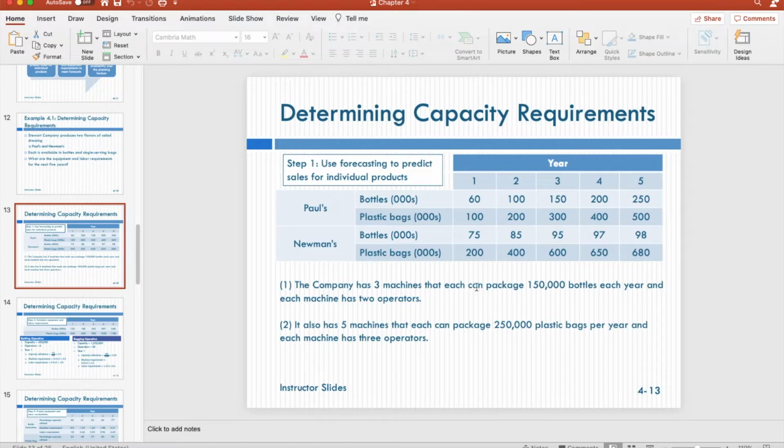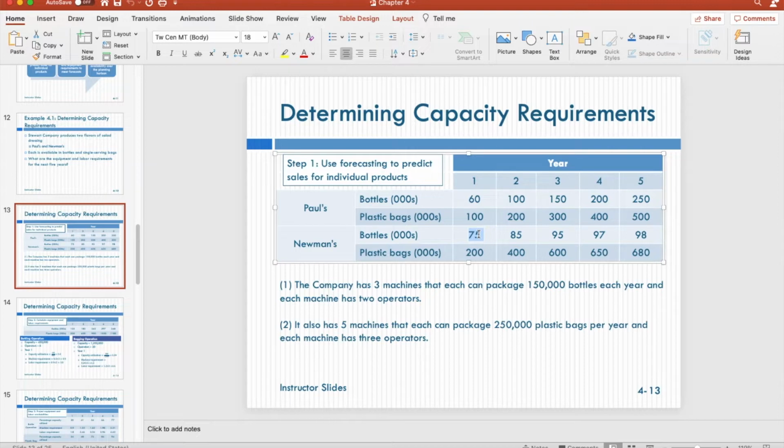So here we know that no matter whether it's Paul's flavor or Newman flavor, each flavor is sold in bottles. In year 1 we predict that for Paul's flavor we may need 60 bottles, but on the other hand, for Newman flavor, we probably need 75 bottles. So I may ask you the first question: what is the total number of bottles that we need in year one? How do we calculate this? Very simple, right? We just use 60 plus 75, which is 135.